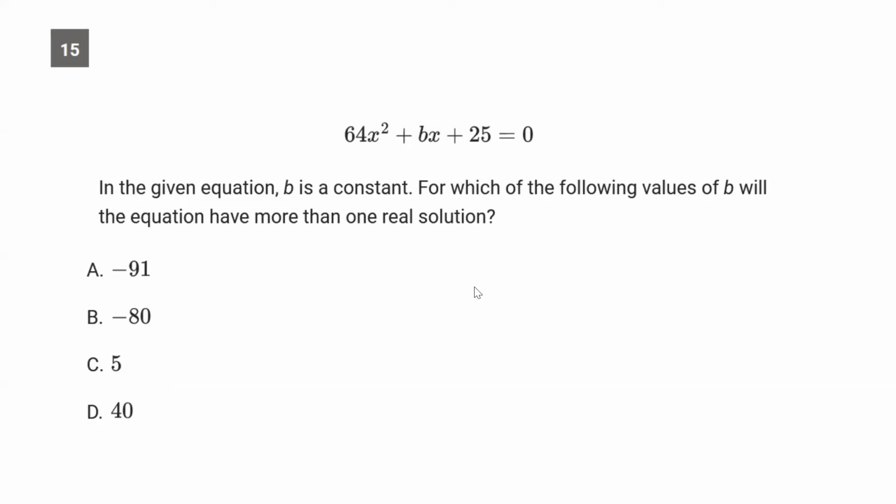Okay, to have more than one real solution, right, we have to think about the discriminant. To do that, let's think about the quadratic formula, which is negative b plus or minus the square root of b squared minus 4ac.